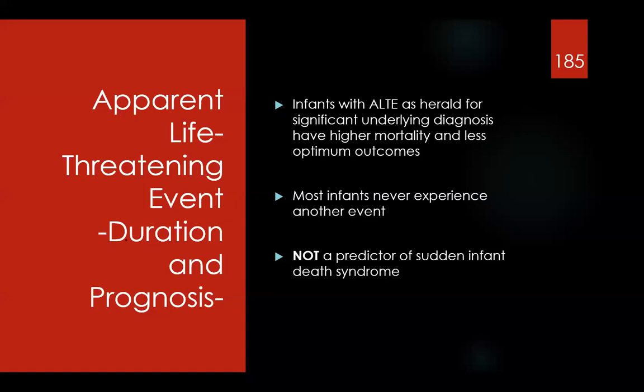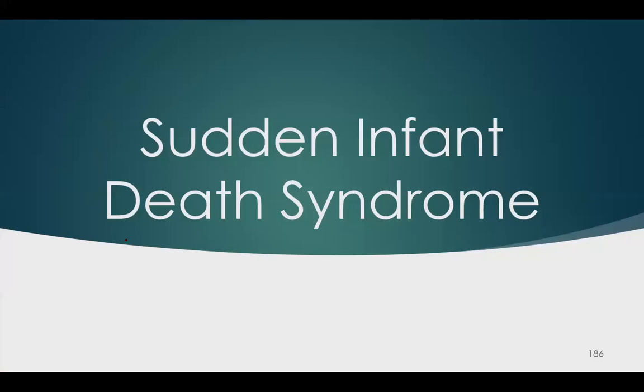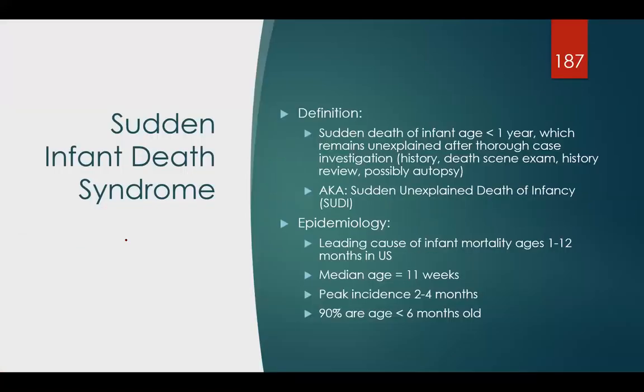So we don't want to blow these parents off. These are usually those hypochondriac parents, but we don't want to blow them off. Not a predictor of sudden infant death syndrome, though. Sudden infant death syndrome. So sudden infant death syndrome, here's the definition, less than 1 year of age. We need a good history, AKA sudden unexplained infant death syndrome.